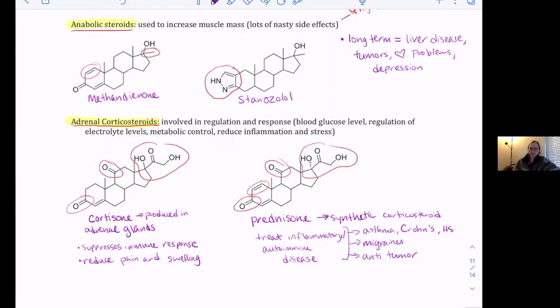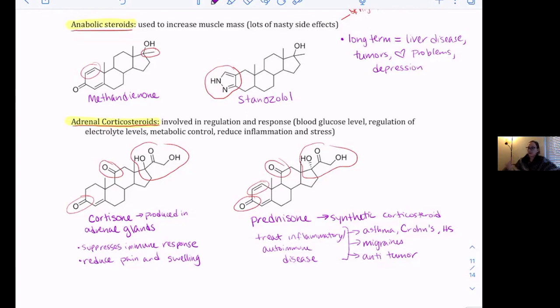And then there's also prednisone, which, as you can tell, is very, very similar to cortisone. However, prednisone is a synthetic corticosteroid, so it is made in a lab. It is not made in our bodies. And this is the most common chemical that they will use. I've taken prednisone a couple different times when I've been injured. This is to treat inflammatory and autoimmune diseases such as asthma, Crohn's, HS, migraines, or anti-tumor. So these are for when you really can't let something be inflamed.